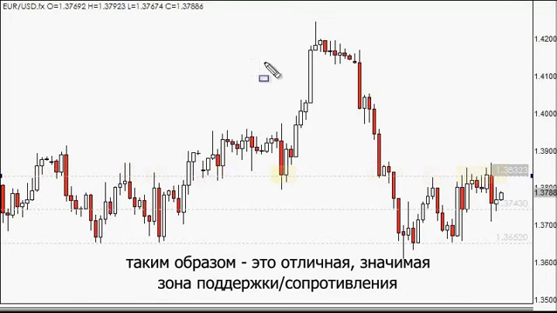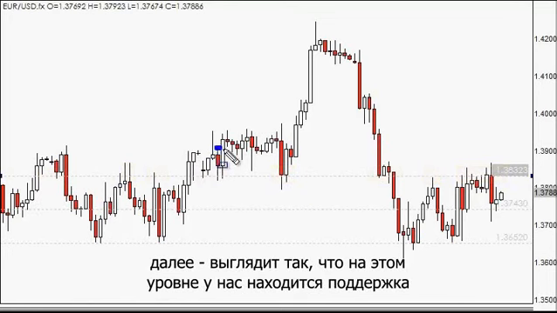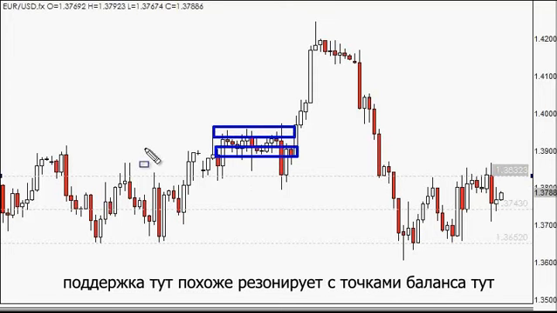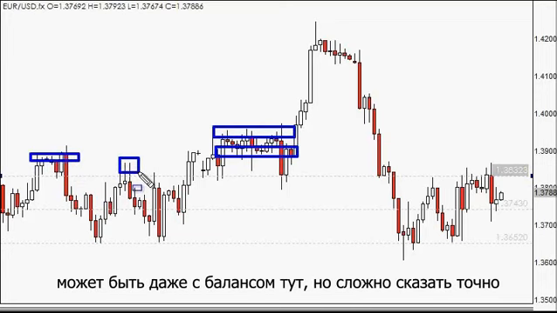Okay, so next, it looks like we have a lot of support here and actually a lot of resistance up here. The support at the bottom here seems to line up nicely with this bounce here. Maybe even possibly this bounce here, but I kind of doubt that.